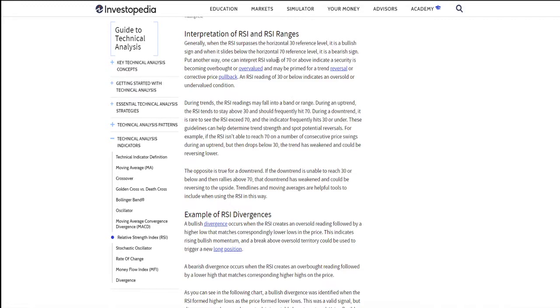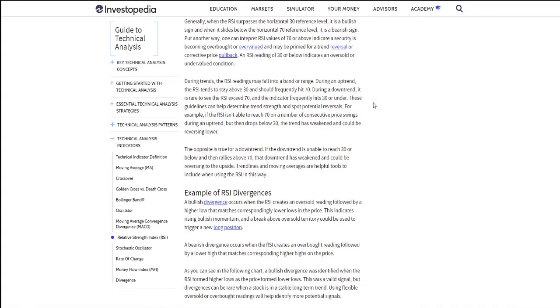And again, an RSI value of 70 or above indicates that it's overbought or overvalued. A reversal or a pullback could happen, or a correction, meaning that the price of the cryptocurrency will go down. An RSI reading of 30 or below indicates that it's oversold or undervalued, which means the price theoretically could go up. During the trends, it may fall into a band or range, which is our 30-70.